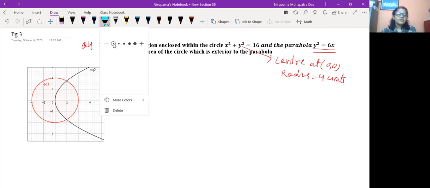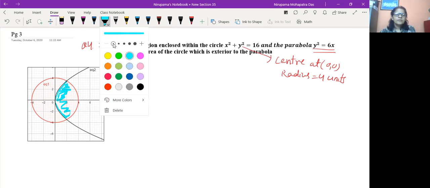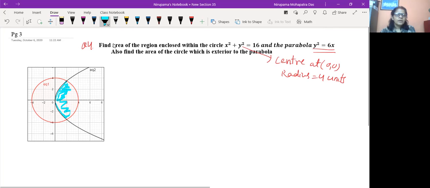So next we have to see the shading portion, the area. So as I said, first we are taking the interior portion. Okay, the area enclosed between the curve and the area enclosed between these two.